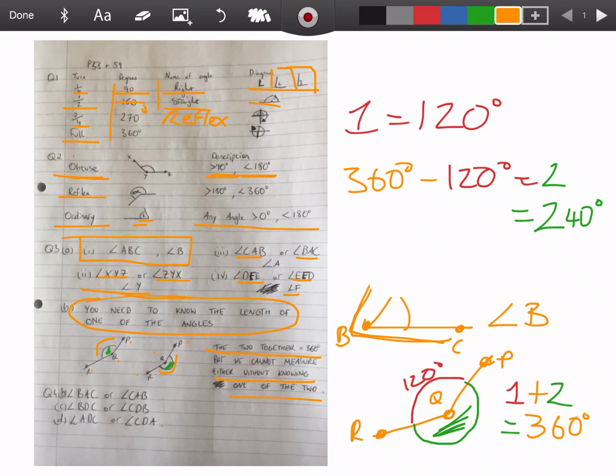And then finally, question 4, they gave you angles. All you had to do was name them, and I've given you the 2 possible answers for each of those. So hopefully that is a bit clearer.